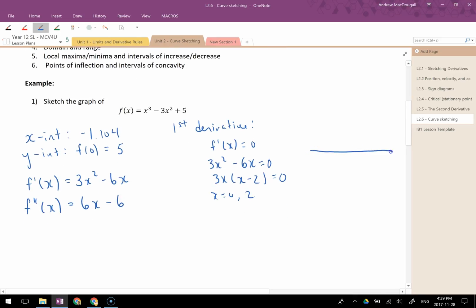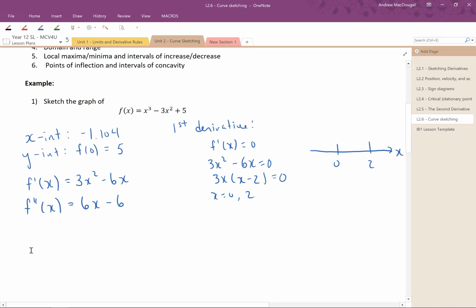And let's look. This is a sign diagram for our first derivative. If we plug in 1, we get 3 times 1 times 1 minus 2, which is a negative number. And this is a quadratic that opens up. So it's negative between its 2 x-intercepts, and it should be positive outside. So our sign diagram for our first derivative should look like this.